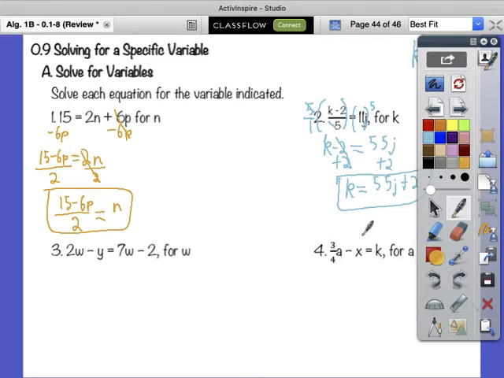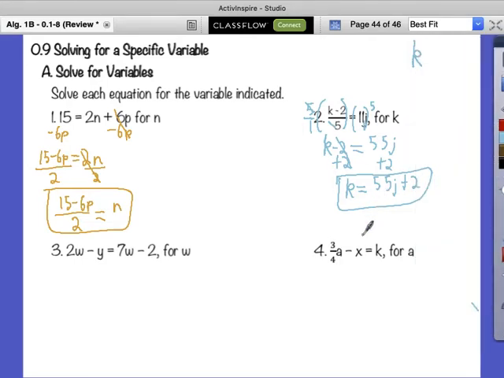Alright, continuing on. 2w minus y equals 7w minus 2. Well, here, how many w's do we have? 2. So what's going to be our first step, maybe? Combine them. Get them together. So would you rather move our 2w or our 7w? 2w, because then we're going to subtract it. We're going to end up with a positive number. So let's do that. Don't forget, this is a negative y. Don't just put y. Equals, what's 7w minus 2w? 5w. 5w minus 2. Now what?